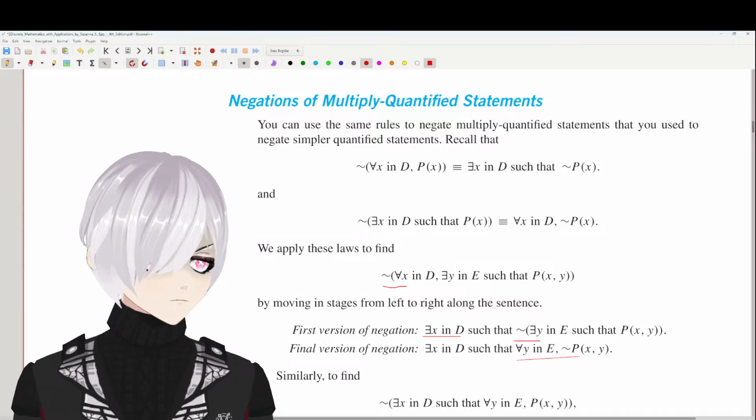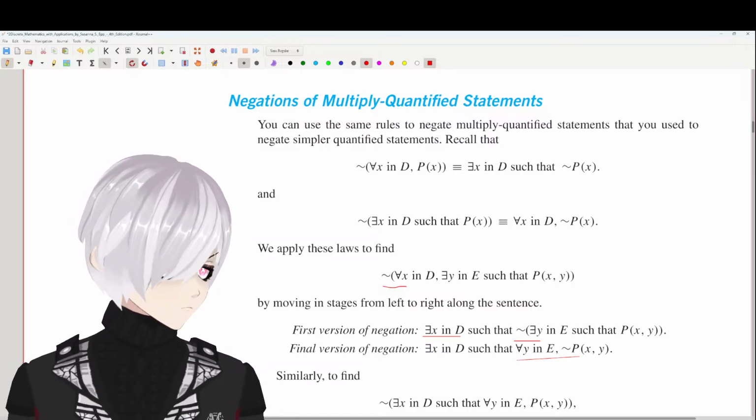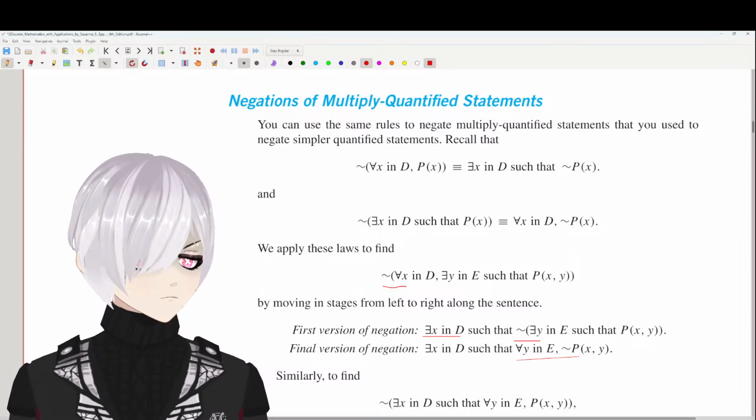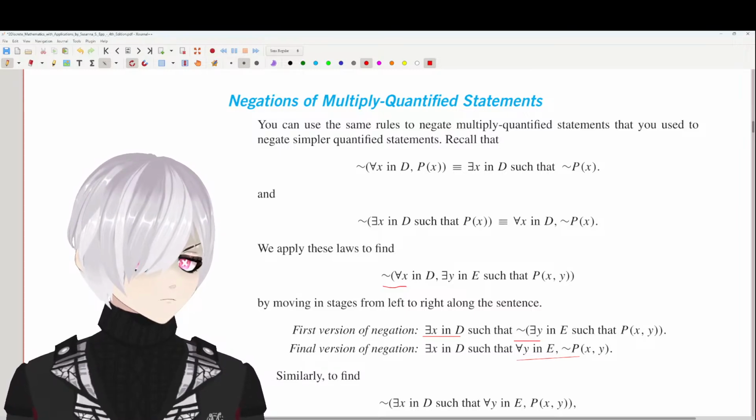And I guess intuitively, the original statement, for all x in D, there exists a y in E such that P of x, y, is saying that for each of the things in D, there's something corresponding to them that has this property in relation to them. For example, every integer has an additive inverse. It's something that you can add to it to get to 0.